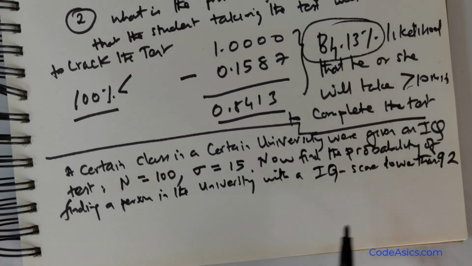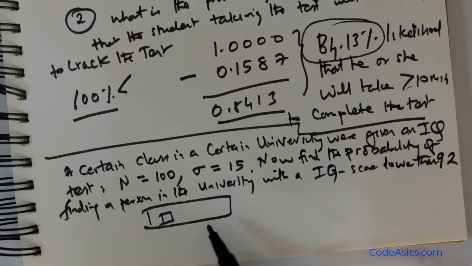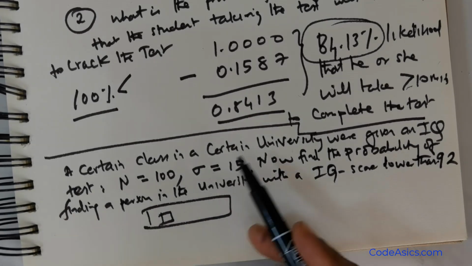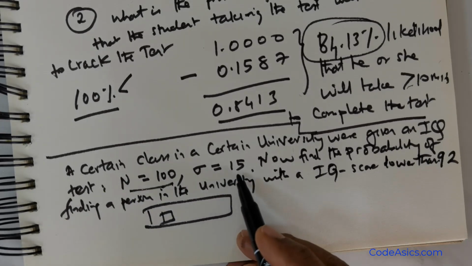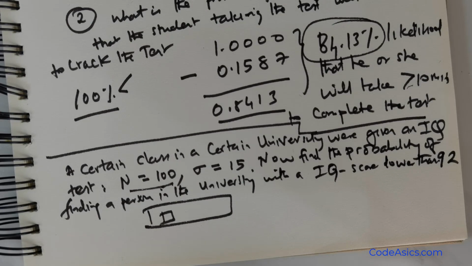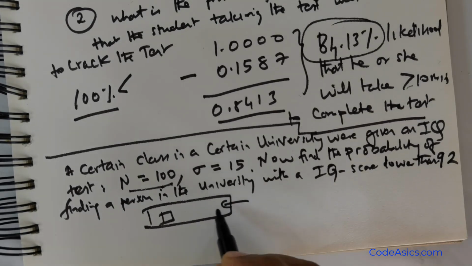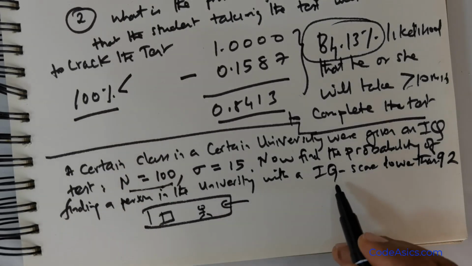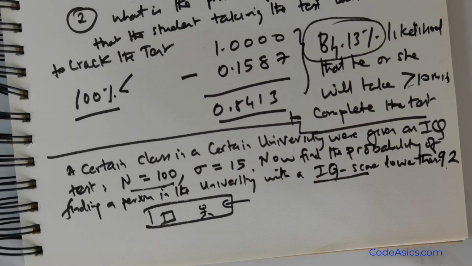You're getting the question? A certain class, now this is a huge university, one class is taken and the test is being administered. The mean is found to be 100 and sigma is found to be 15. Now they are asking us a question. If you walk into this university and pick up a person, what is the probability that his or her IQ score will be less than 92? So that's a beautiful question. So we are looking for that probability.